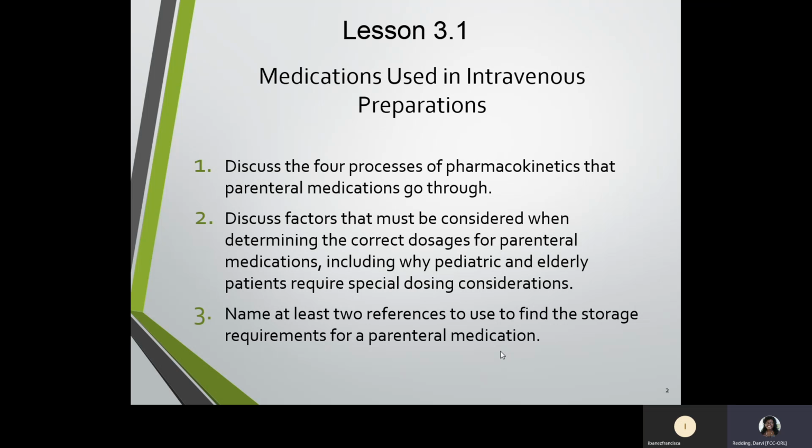You should also be able to name at least 2 references to use to find the storage requirements for a parenteral medication. So now that we've gone over the objectives based on the chapter, we are going to get into an introduction.